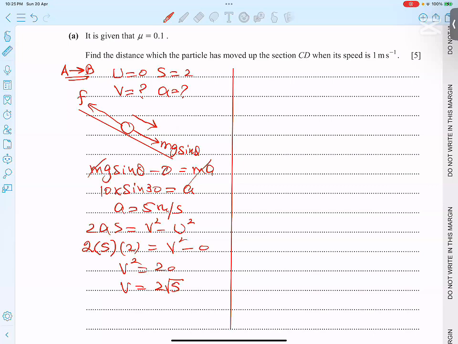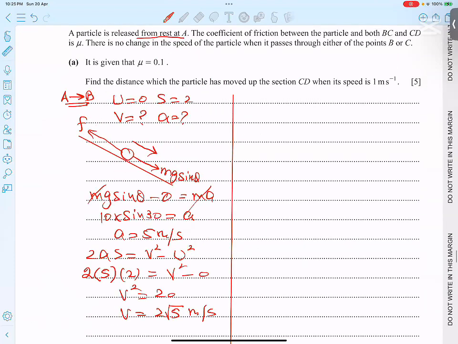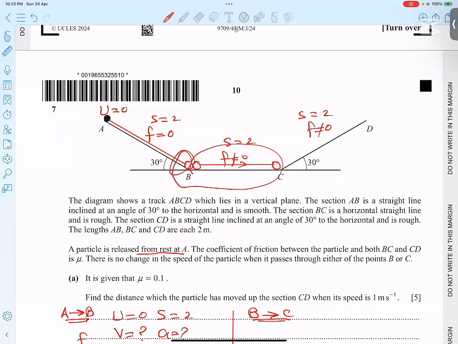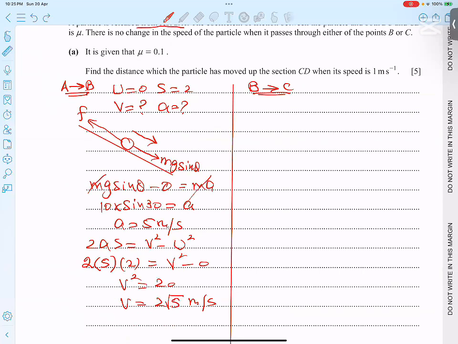We got it just before reaching B. Okay, it means this is very clear. Traveling here the speed is 2 root 5, here speed and here speed same. And now it's moving on a horizontal track. Okay, but make sure now I'm going to talk about BC. So let's talk about B to C. Okay. Now, students, common sense: this last velocity will become the starting velocity of the next stage. So this V, I am writing here as U.